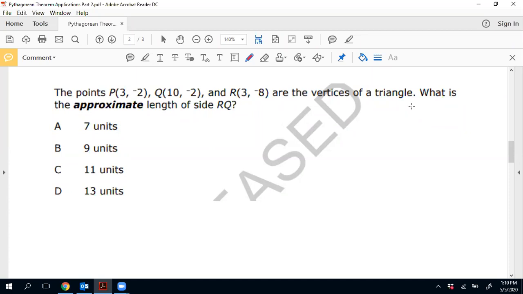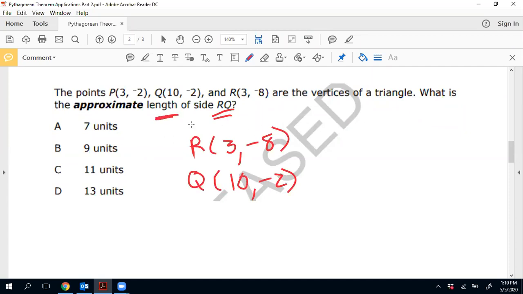So this one is asking us for the length of the side made up of which 2 points? R and Q. Good. So I know that R is 3, -8, and I know that Q is 10, -2. And the only way that I can find the length of that line is by using the Pythagorean theorem.